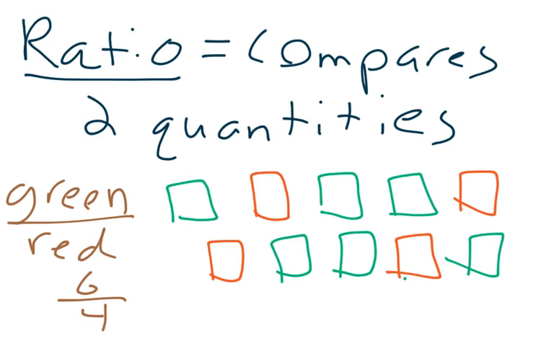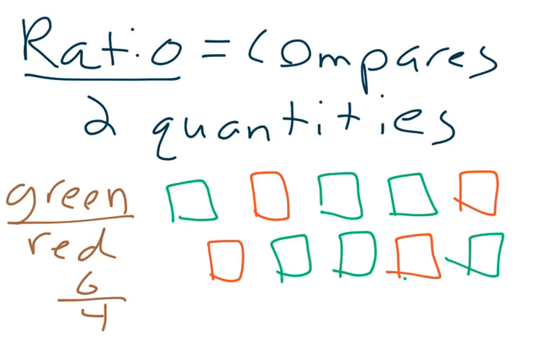So first of all, before we talk about unit rates, we need to talk about ratios. All a ratio does is compare two quantities, or compare the amount of two things that you have. For instance, I have these boxes drawn here, and some of them are green and some are red. I have 1, 2, 3, 4, 5, 6, 7, 8, 9, 10 boxes. Let's say I wanted to make a ratio of how many green boxes I have compared to how many red boxes I have. I have 6 green boxes and 4 red boxes, so my ratio would be 6/4.